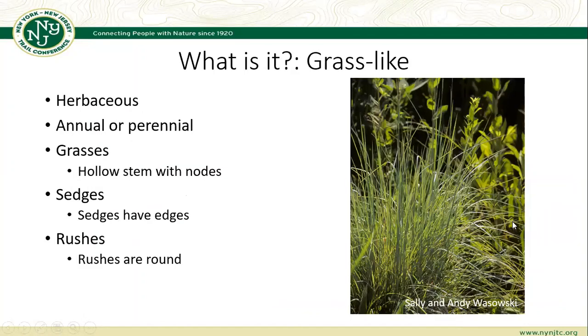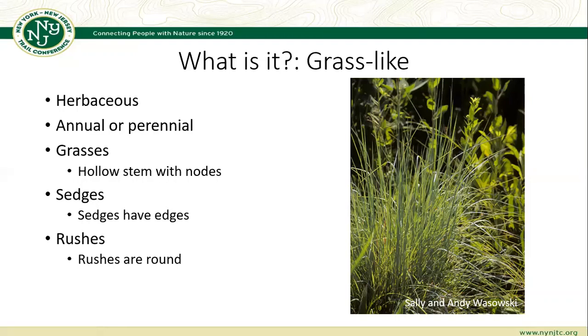So next I'm gonna go over some of the basic plant groups. And the first one is grass-like. So these are all herbaceous and they can either be annual or perennial. So annual meaning that it grows and produces seed in the same year, and then the plant dies before the winter and comes back from seed in the next spring.